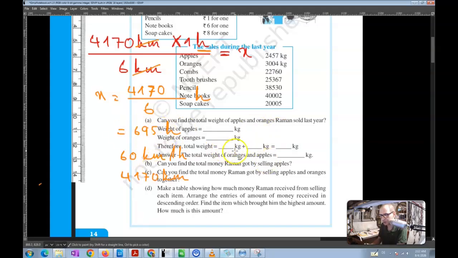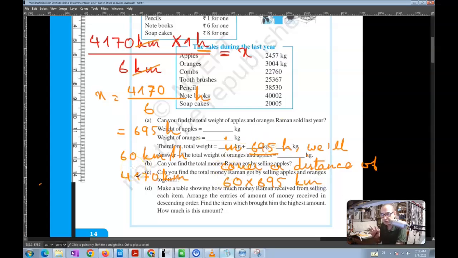So essentially, in 695 hours we will cover a distance of 60 for 1 hour. In 695 hours, that would be 60 times 695, and that would be in kilometers.